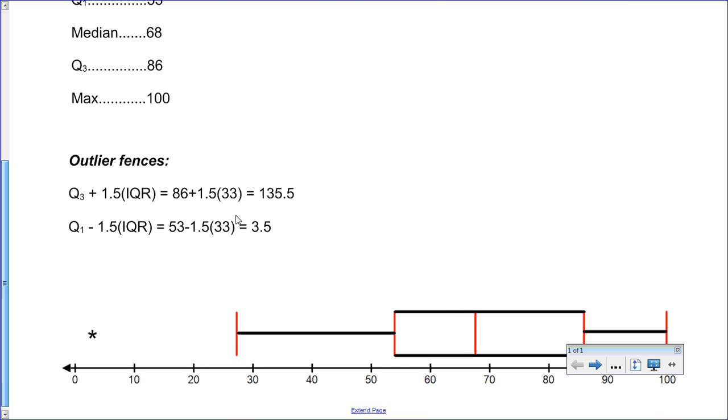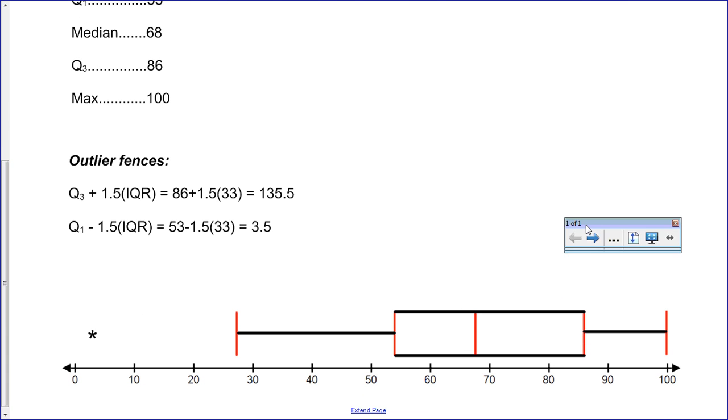So in the end, the box and whisker plot should look something like this, with our median right there at the 68, and then our quartiles are at 53 and 86. Our minimum value at 27 with a maximum value at 100, and then an asterisk over the 3 to show that there's an outlier in this data set.